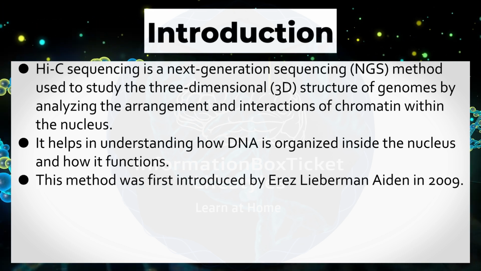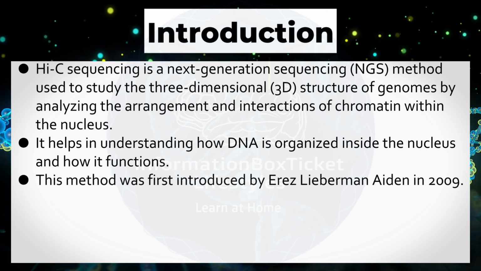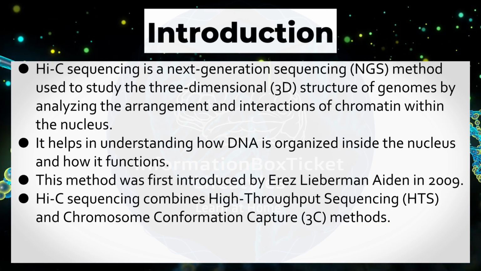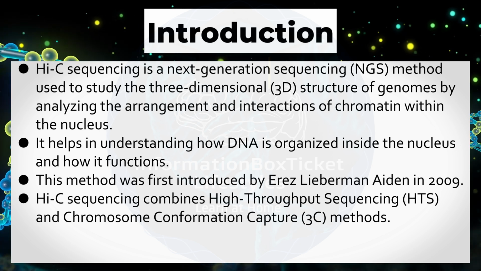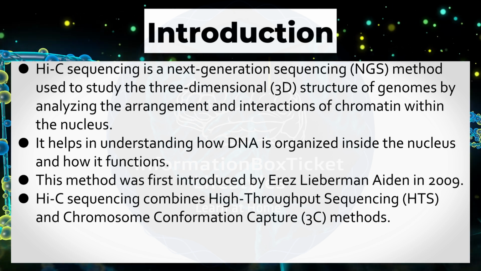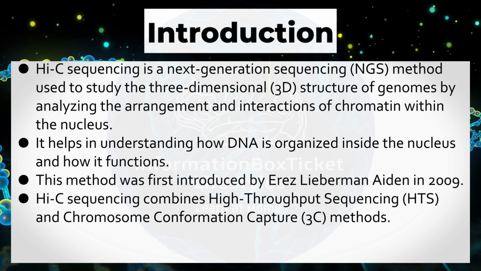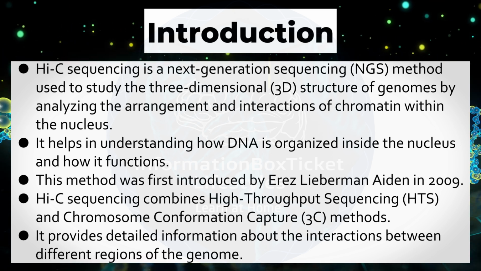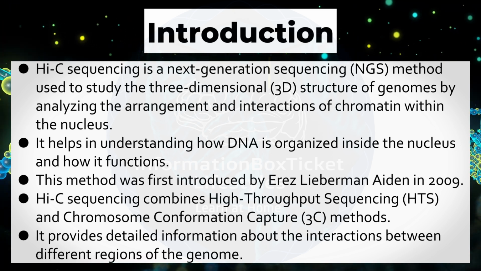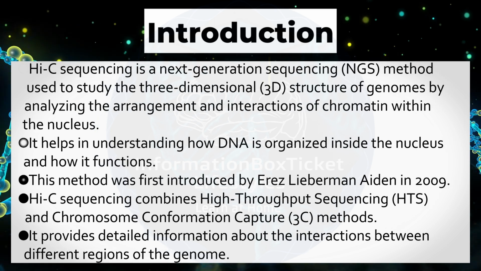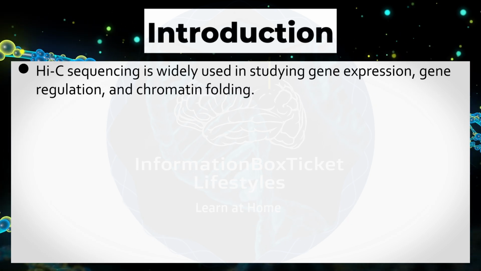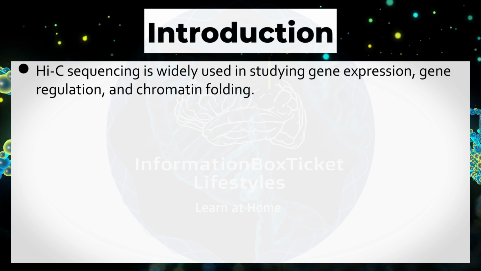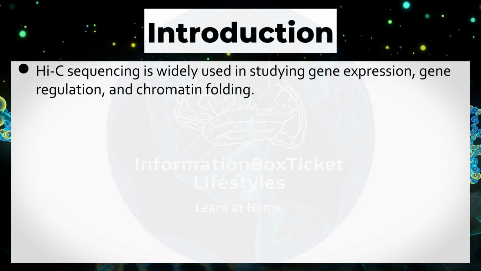This method was first introduced by Erez Lieberman Aden in 2009. Hi-C sequencing combines high-throughput sequencing, HTS, and Chromosome Conformation Capture, 3C methods. It provides detailed information about the interactions between different regions of the genome. Hi-C sequencing is widely used in studying gene expression, gene regulation, and chromatin folding.